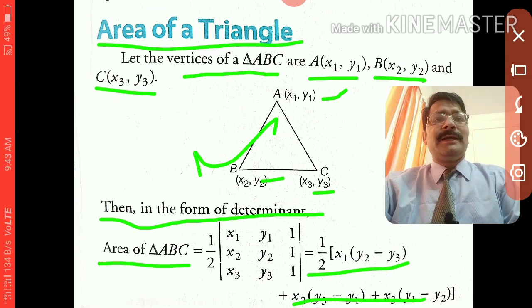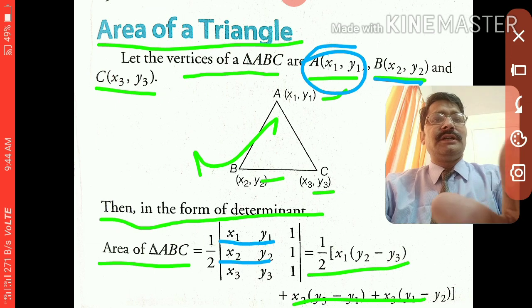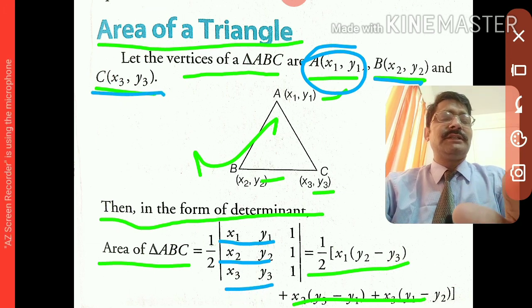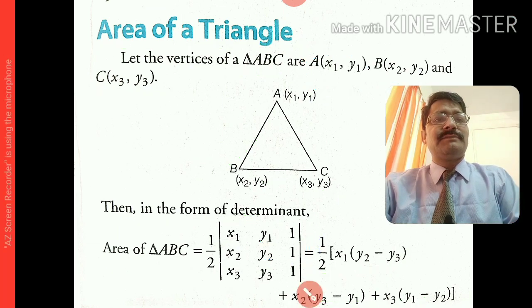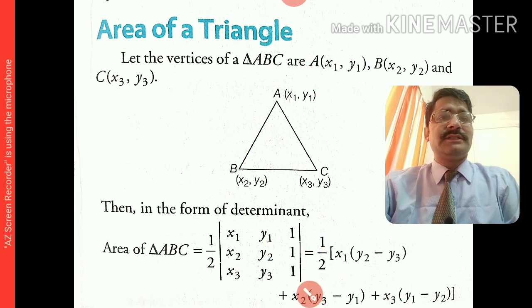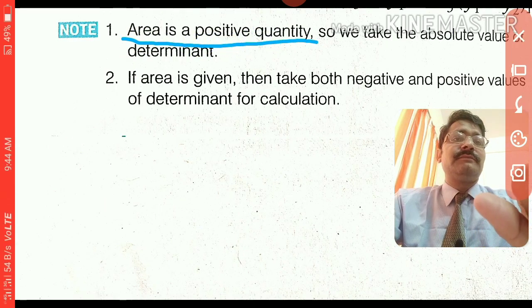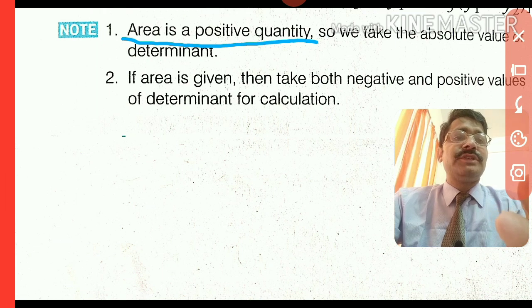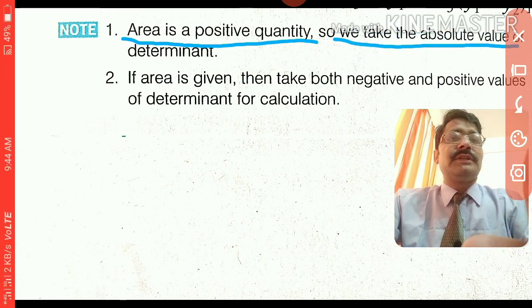Look here, the x1 y1 we use here as x1 y1, x2 y2 as x2 y2, and x3 y3 as x3 y3, and we write 1 1 1 as the extra column. Then you expand this and you will get your answer. The area is a positive quantity, so we take the absolute value of the determinant.